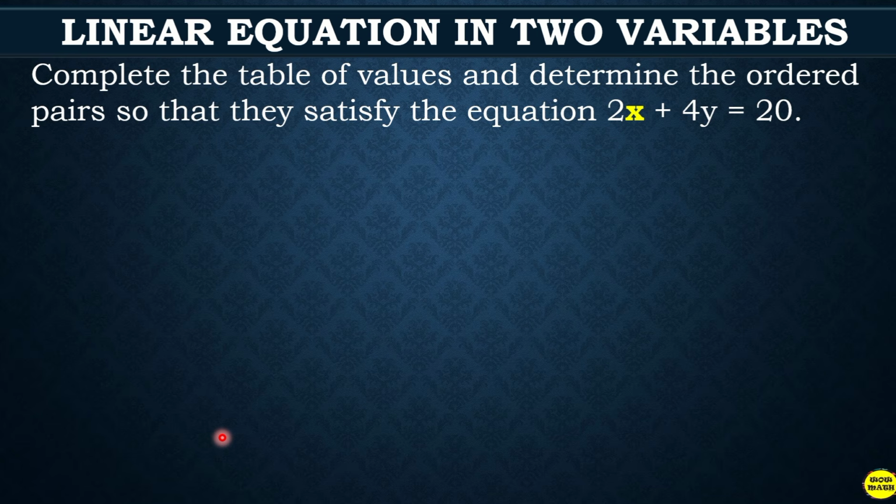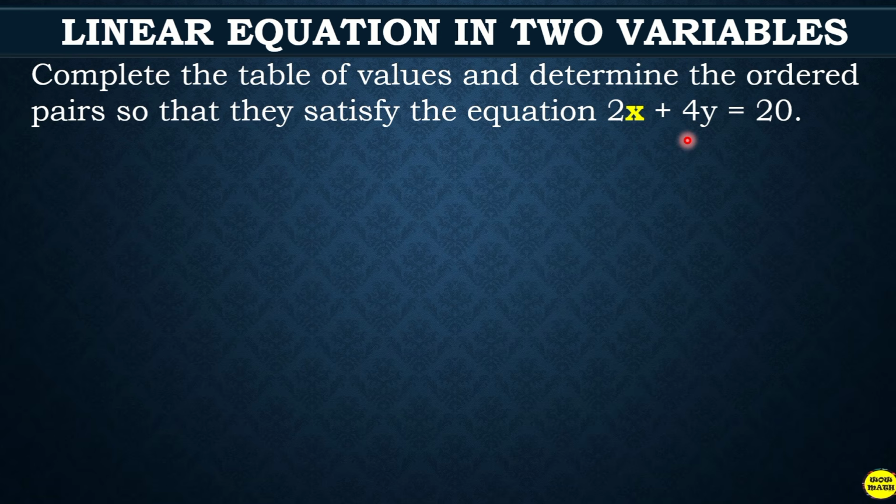Alright, so let's proceed in completing the table of values and determine the ordered pair so that they satisfy the equation 2x plus 4y equals 20. Now, saan natin ginagamit ang table of values? Para mahanap natin kung ano yung mga values na magsasatisfy dito sa equation natin. So, we need to look for the value of x and y. Since variable siya, unknown siya, hindi natin alam ang values niyan. So, we're going to look for the values of x and y for us to get 20. Yun yung ibig sabihin ng ordered pair. Bakit ordered pair? Kasi x and y. Okay?